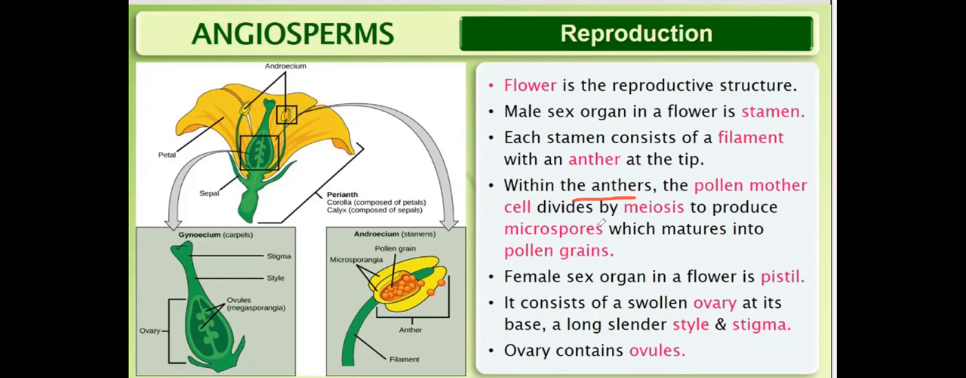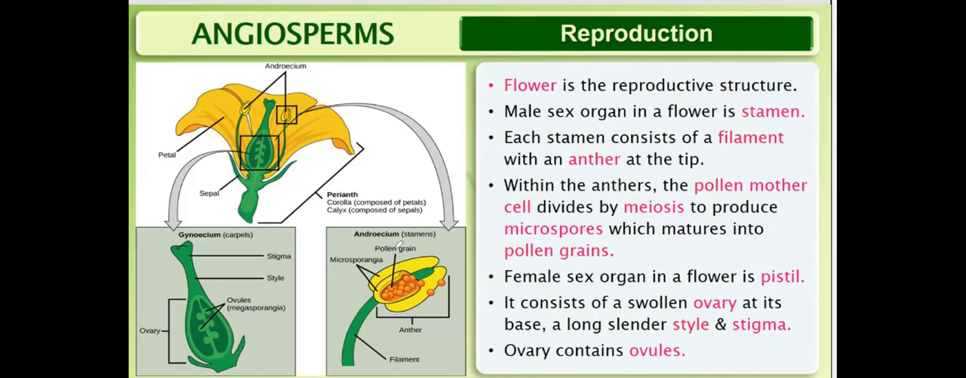Within the anther, the pollen mother cell divides by meiosis. There is a pollen mother cell. This pollen mother cell divides by meiosis, that is reductional division, to produce microspores which mature into pollen grains. There is the microsporangium, and in the microsporangium there is a microspore mother cell. This microspore mother cell will undergo meiosis. It will produce microspores.